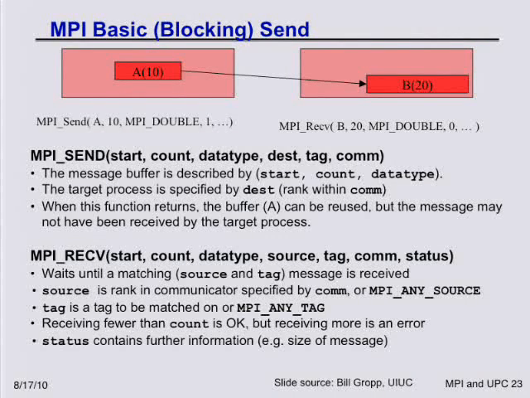This is spelled as shown on the slide. MPI send gives you the start address, the number of data elements you're going to send, and then the data type of those elements. So it's an array of data of a certain data type that has size count, and then there's a tag that you can use to match on the other side, and the target process is given by the destination. The buffer here is the 10-element array A, starting at the address at the beginning of A.